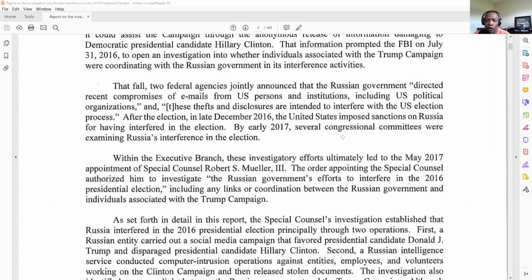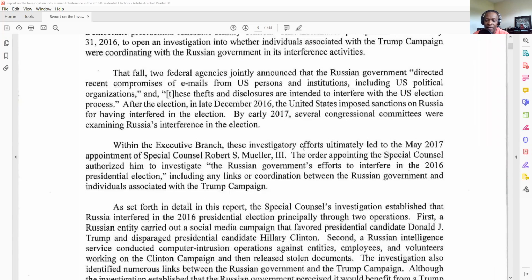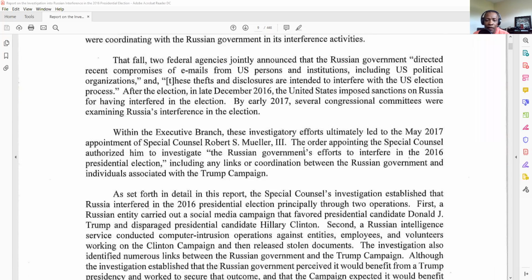That fall, two federal agencies jointly announced that the Russian government, quote, directed recent compromises of emails from U.S. persons and institutions, including U.S. political organizations, close quote, and, quote, these thefts and disclosures are intended to interfere with the U.S. election process, close quote. After the election, in late December 2016, the United States imposed sanctions on Russia for having interfered in the election.